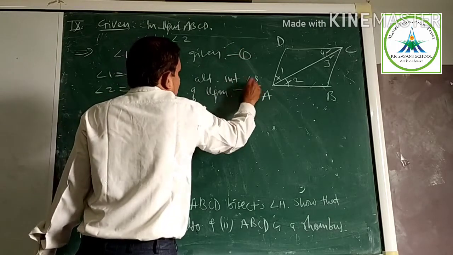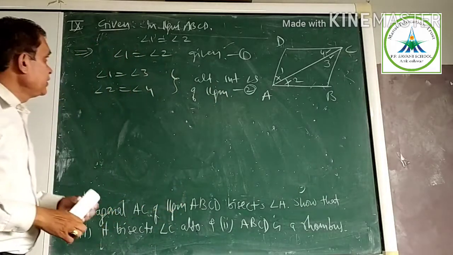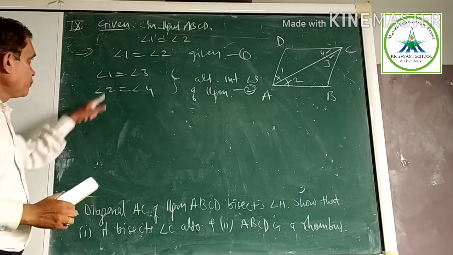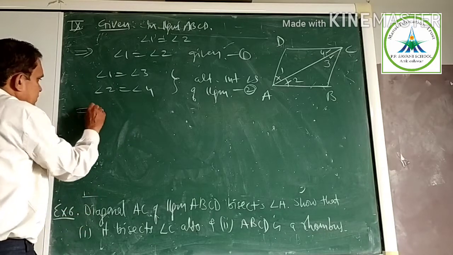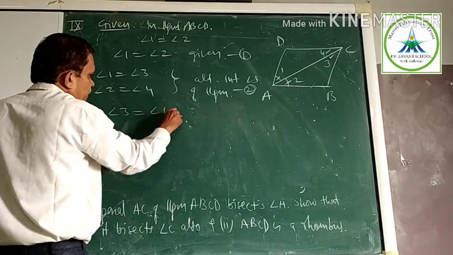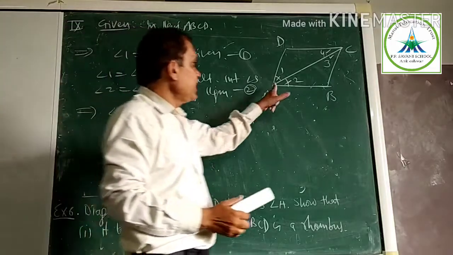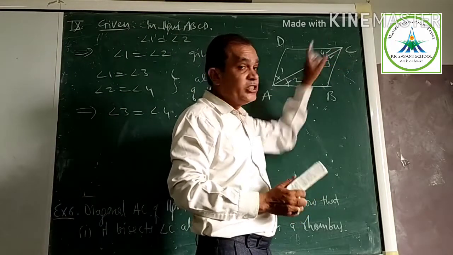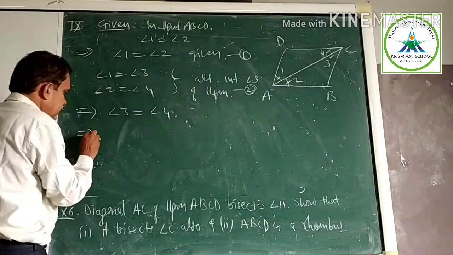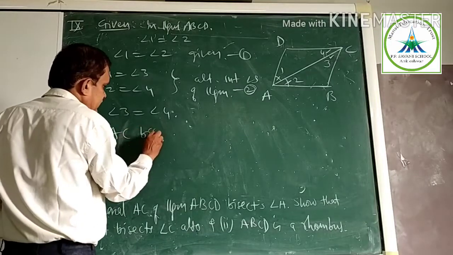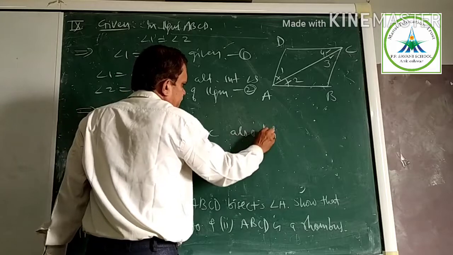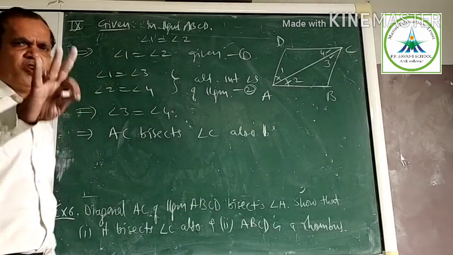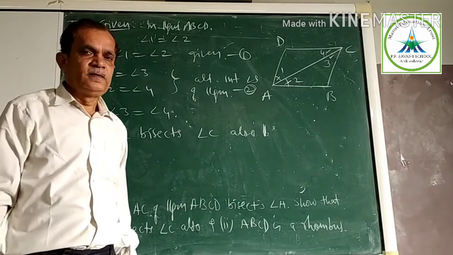Now see, 1 equal to 2. If 1 equal to 2, so 3 equal to 4. This implies angle 3 equal to angle 4. And if 3 equal to 4, it means AC bisects angle C also. This implies AC bisects angle C also. Very simple. No need to show triangles congruent; directly we can show it.